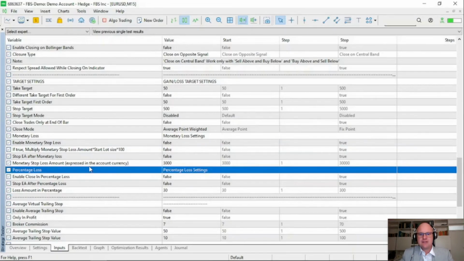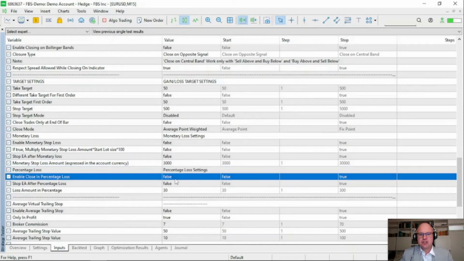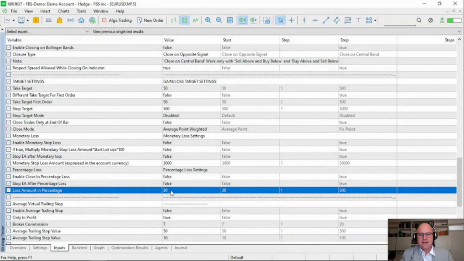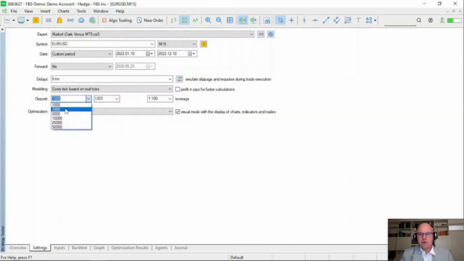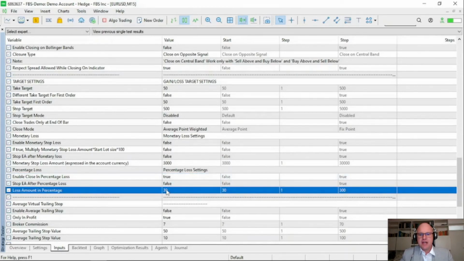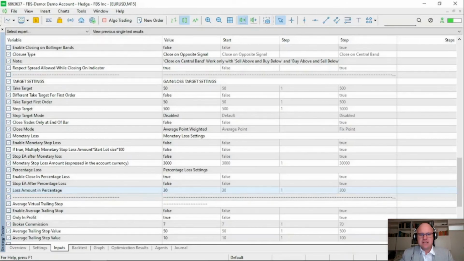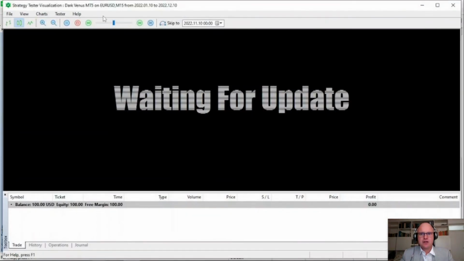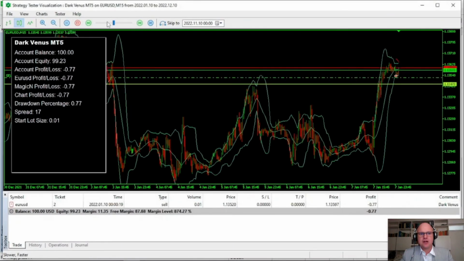Lastly, my favorite is the percentage loss settings, as it automatically adjusts as your account balance increases. Firstly, you'll need to enable it and then select the percentage that you want to use. Now I want to do a quick example of what would happen if we used a $100 deposit and we enable close loss in percentage and a 30% loss amount. Now, even though it's 30%, remember 30% of $100 is still a $30 stop loss.